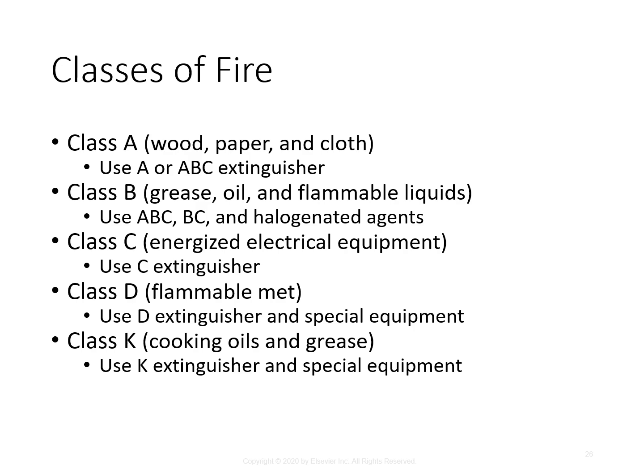Class D is flammable metals, and you would use a D extinguisher and special equipment to put this one out. And Class K is cooking oils and grease, and you would use a K extinguisher and special equipment to put this type of fire out.